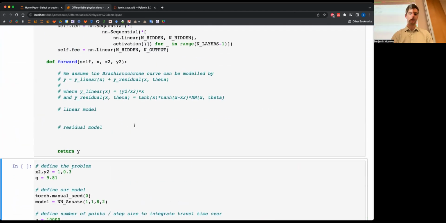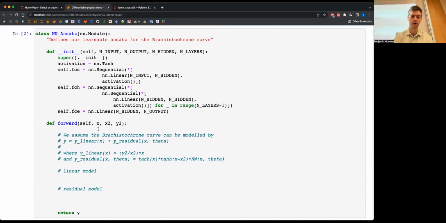I'm going to have to write this forward function. Remember, the network is just approximating y as a function of x. So we have x as a coordinate here, and I've also got the final point that the ball is going to end up at, just as an extra input to the network.